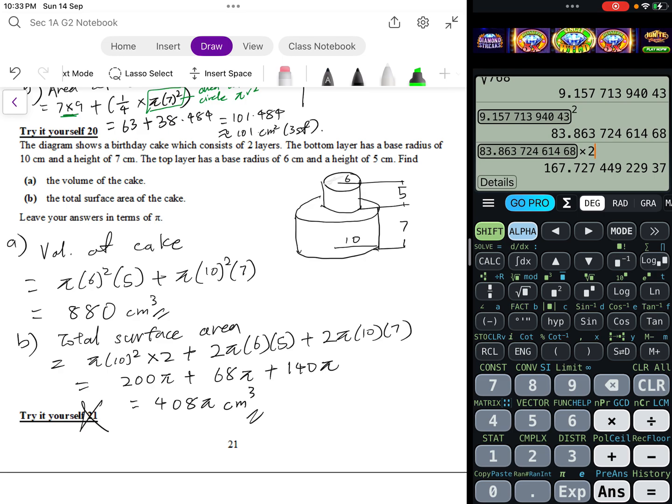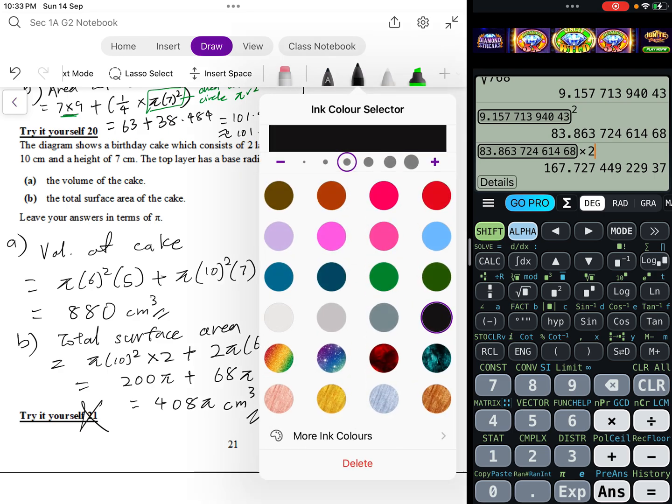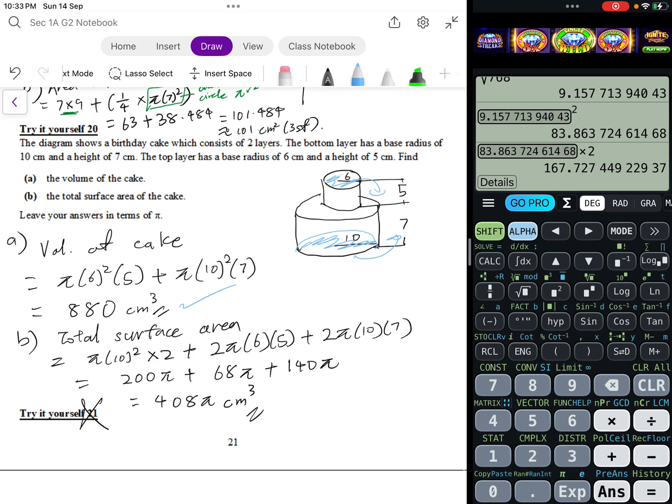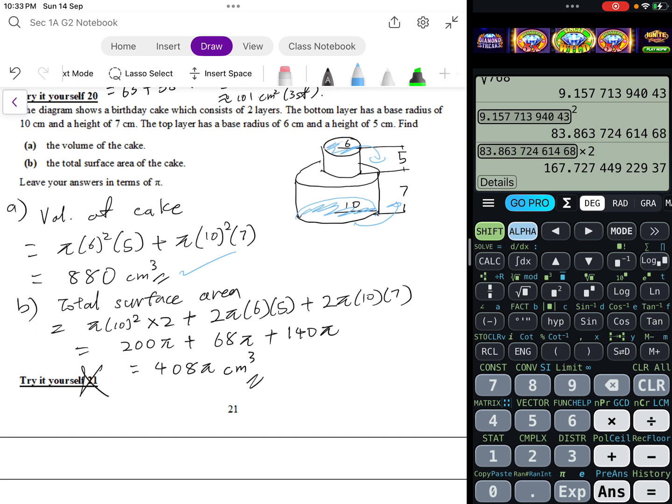Find the area of this, and the area of this, multiply by the height, okay? So volume should be no problem, right? Pi r square times 5, pi r square times 7, 88 cm3.